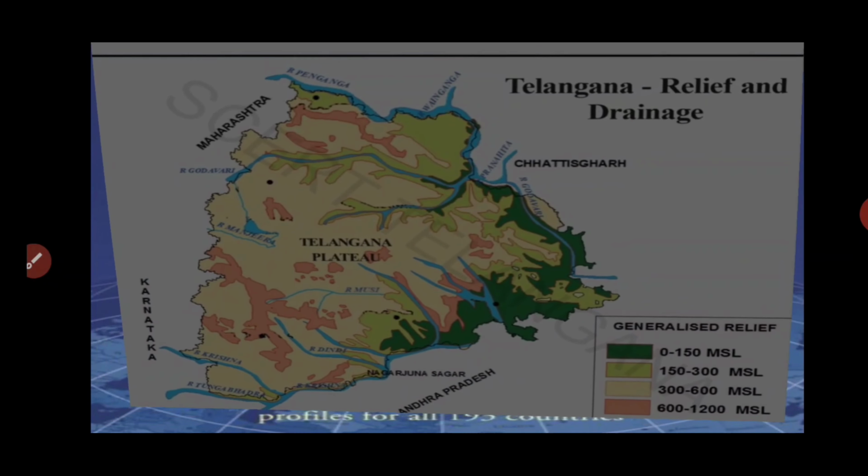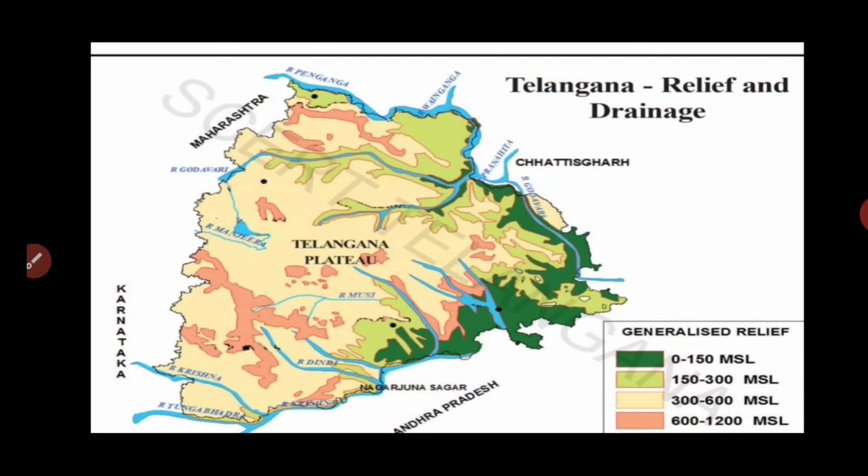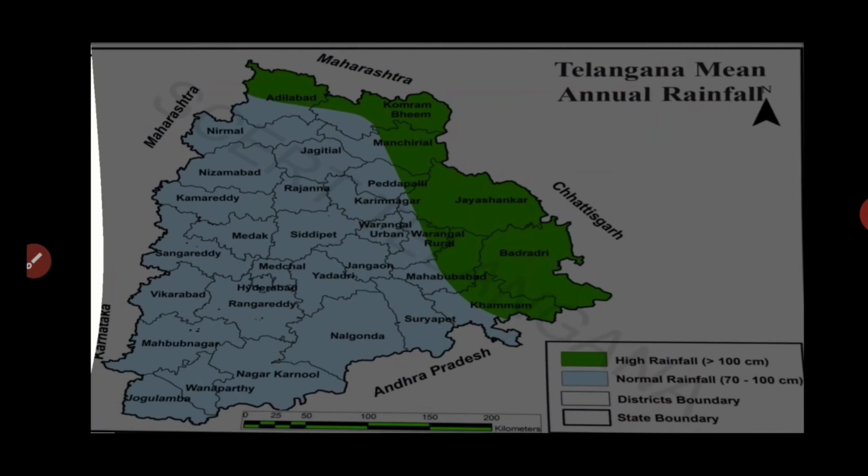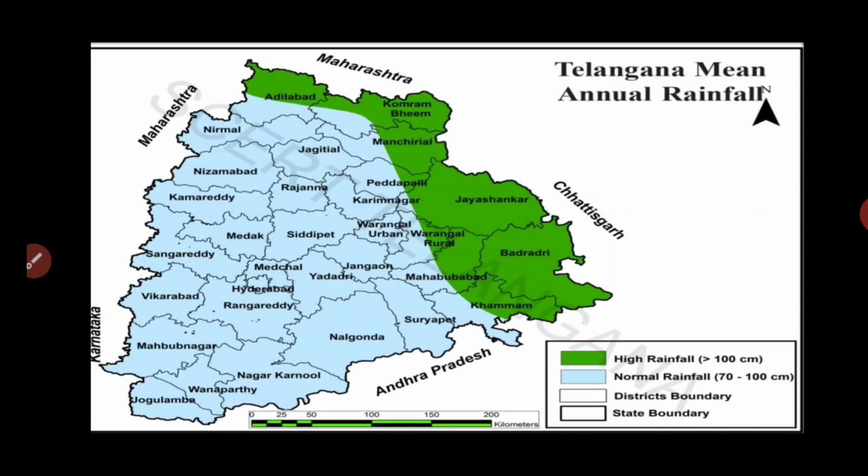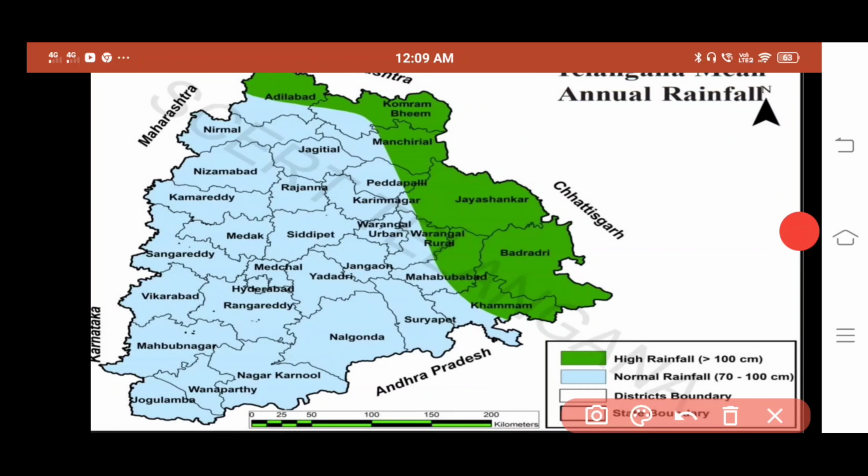Here, my dear children, they have given the Telangana relief and drainage map. You can also see this is another relief map. And next one, Telangana mean annual rainfall. Here high rainfall is indicated by green color, normal rainfall, that means 70 to 100 centimeters, they indicated by sky blue color, right? Likewise, our Khammam is getting both high and normal rainfall. So you can see Khammam district has two types of climates.